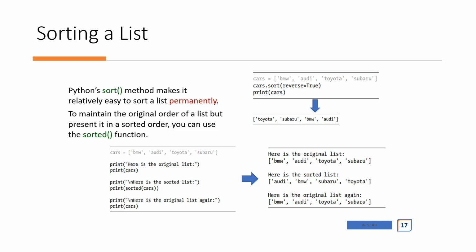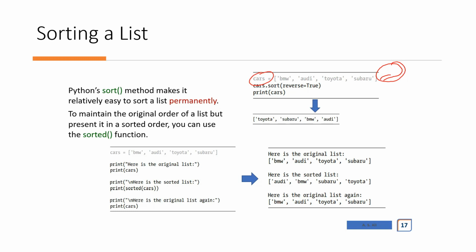If we were going to sort it alphabetically, with cars.sort, it would have been Audi first, followed by BMW, then Subaru, and lastly Toyota. But now that we said reverse equals true, Toyota came first, followed by Subaru, BMW, and lastly Audi. Now that you have sorted this variable cars, you can no longer go back and get the original order. You cannot get this one. It's now completely metamorphosed.